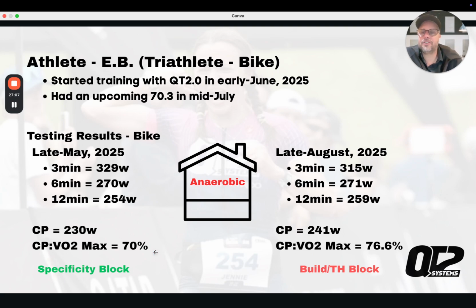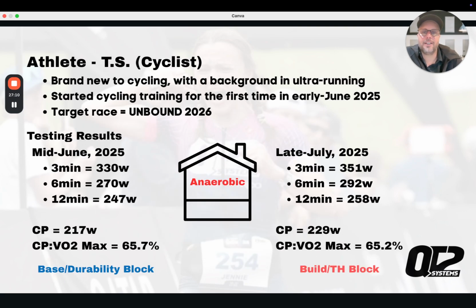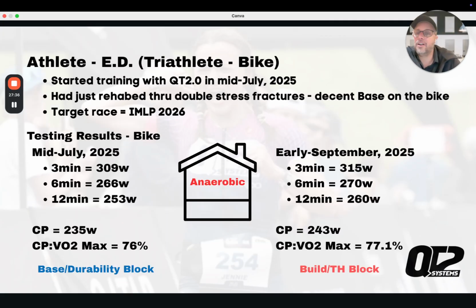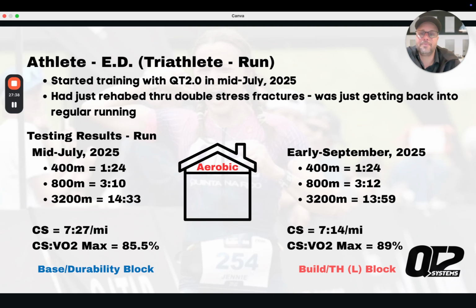But if we look at our decision-making framework, she comes in at anaerobic, we put that to the side, and then we say, are any of these true? So she wasn't new to a new macro cycle. And I wasn't worried about an injury that was specific to the bike, though I'll come back to that. But we did have a race coming up in the next 6 weeks, so we jumped right into specificity. We ignored the anaerobic nature of her physiology at that time.